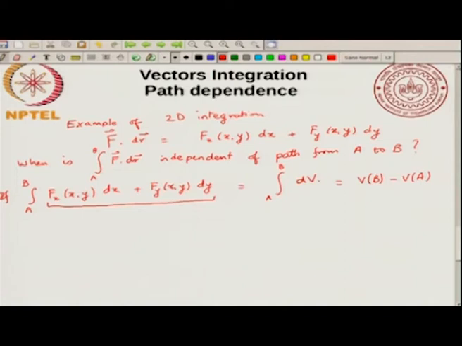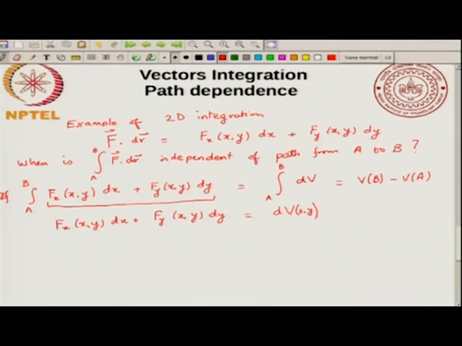So the condition for path independence is that you should be able to write Fx of (x,y) dx plus Fy of (x,y) dy as dV. V is some field. So V depends on x, y, z, or x, y, in this case we do not have z. So V is a function of x, y. If you could write it in that form, then it would be path independent.